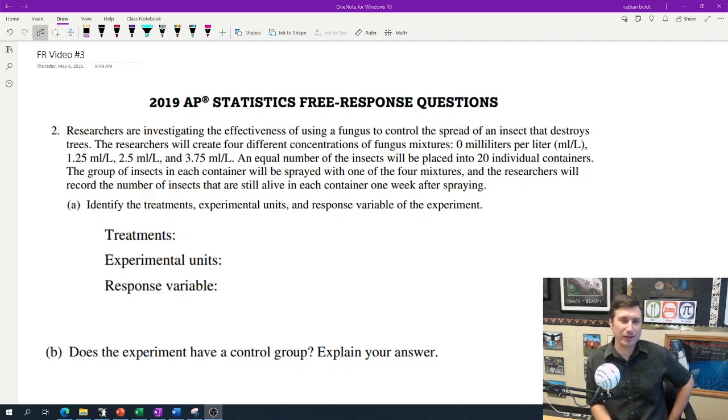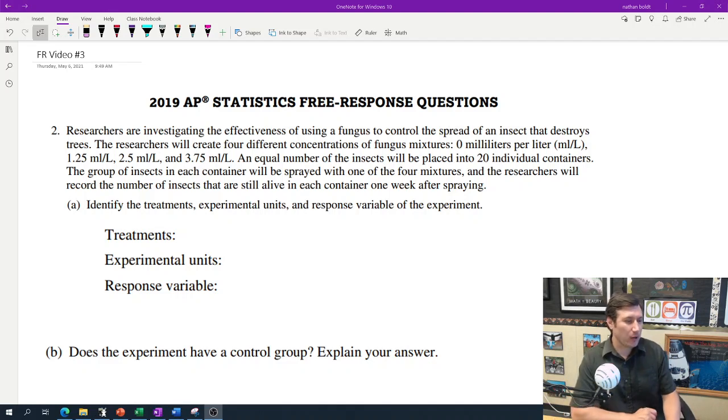Today we're taking a look at 2019's exam number 2 that is about experiments and experimental design. Now this problem should actually look familiar because I think we did this first semester, but it's got a lot of good things in it, so I think it's good for us to take a look again.